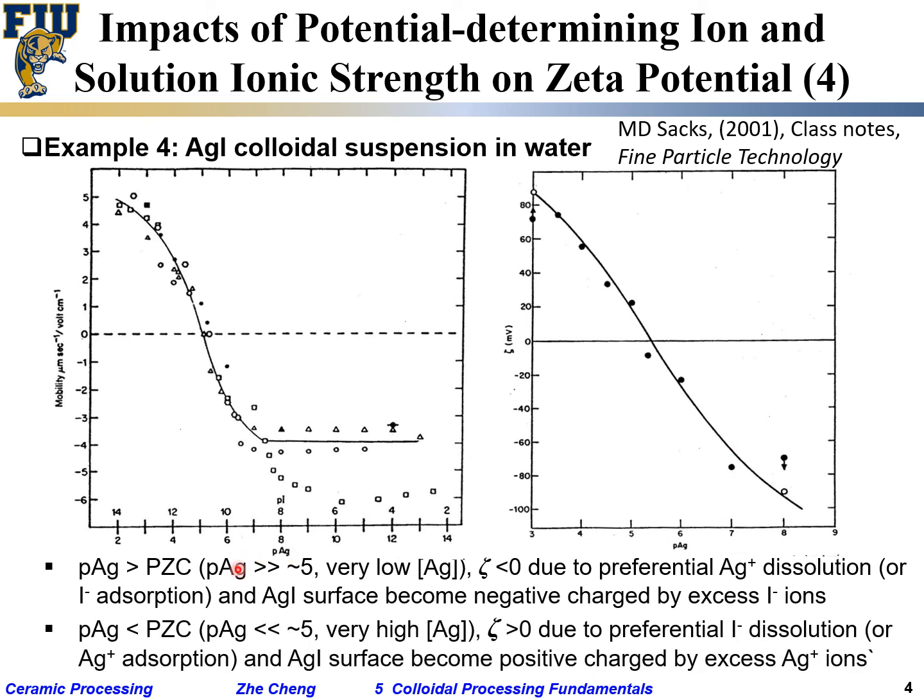On the other hand, when PAG is much smaller than 5, it means the solution has a lot of silver. Just like pH much smaller than 7 means the solution has a lot of proton. Here we have a lot of silver ion. And if the solution has a lot of silver ion in it, my silver iodide does not want to give out more silver because the solution doesn't need it. The solution already has a lot of silver.